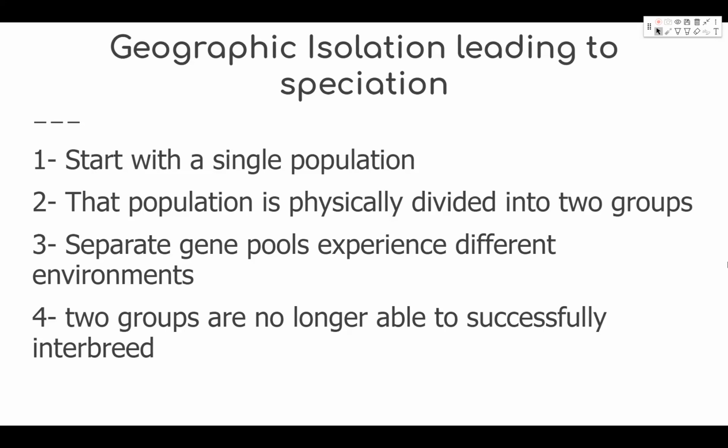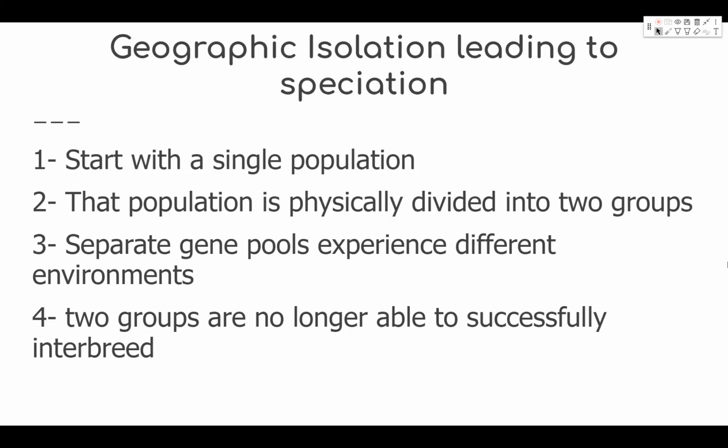This creates two different gene pools. And these gene pools experience different environments. Let's say that the grass is really, really tall on this side of the river, which means in order to get around, the bugs on this side of the river need to grow really long legs.